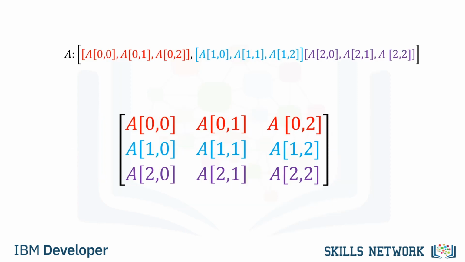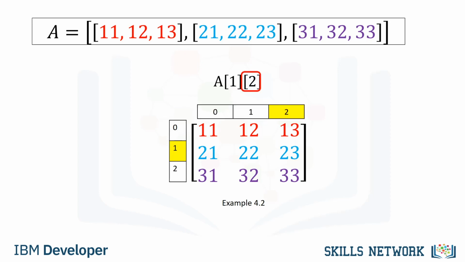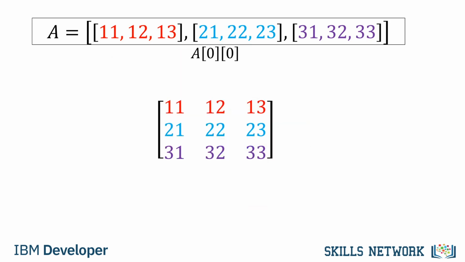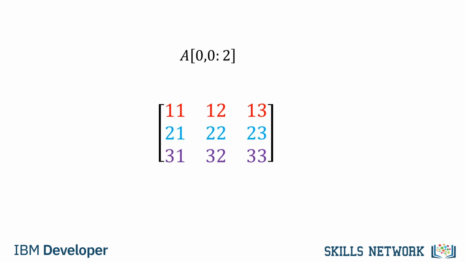We can also use a single bracket to access the elements as follows. Consider the following syntax. This index corresponds to the second row, and this index the third column. The value is 23. Consider this example. This index corresponds to the first row, and the second index corresponds to the first column, and a value of 11. We can also use slicing in NumPy arrays.